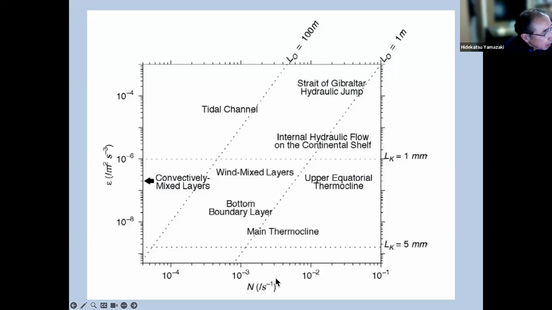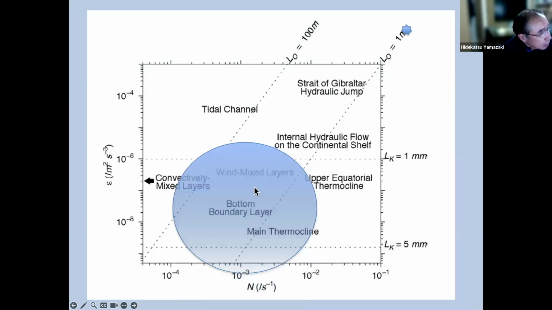We can plot N versus epsilon from all the observed values from the ocean. Our coffee cup is right there. So the interior of the ocean, which is here, is nothing like that. So organisms living in this condition are not experiencing anything like a coffee cup.